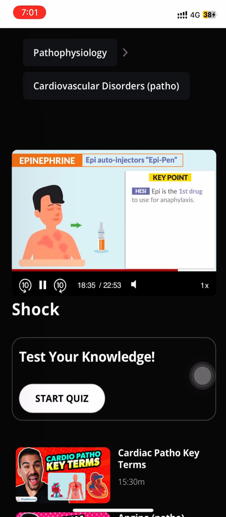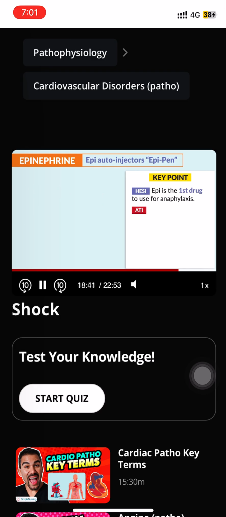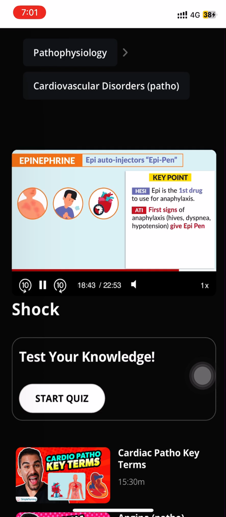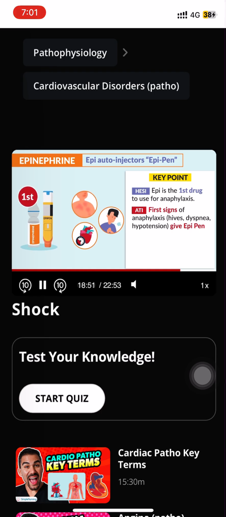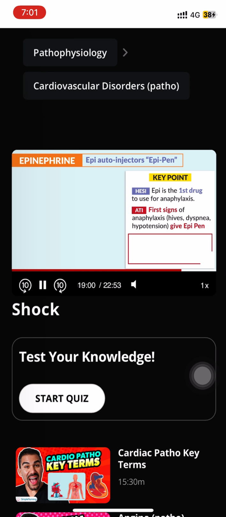Hesi mentions epi is the first drug used for anaphylaxis. And ATI backs this up by saying first signs of anaphylaxis reaction, those hives, dyspnea, and hypotension, we use an EpiPen. So the key term here to know is it's the first drug for the first sign of anaphylactic reaction. We always use epi first. Now, two big NCLEX tips.